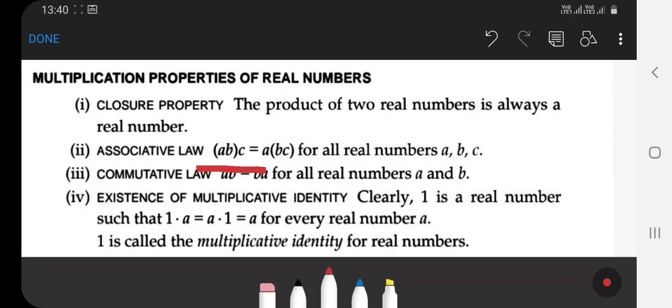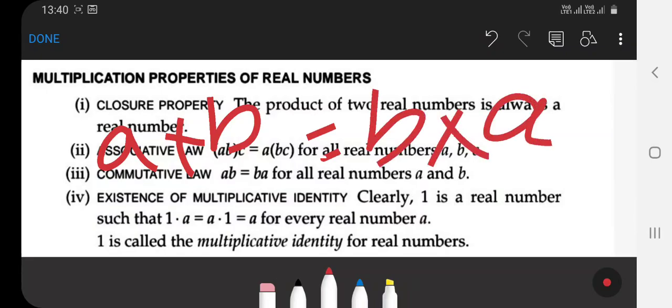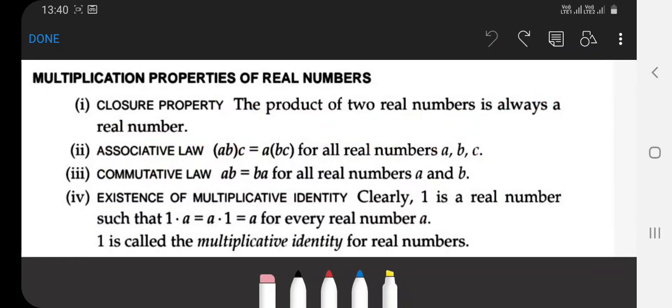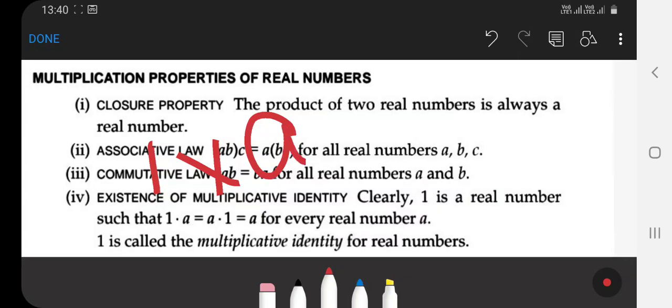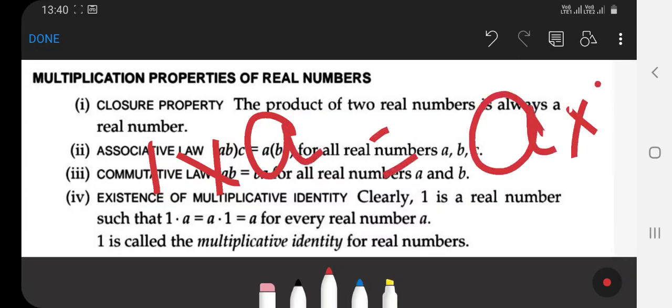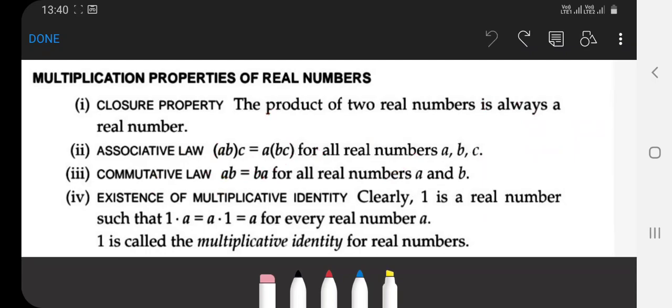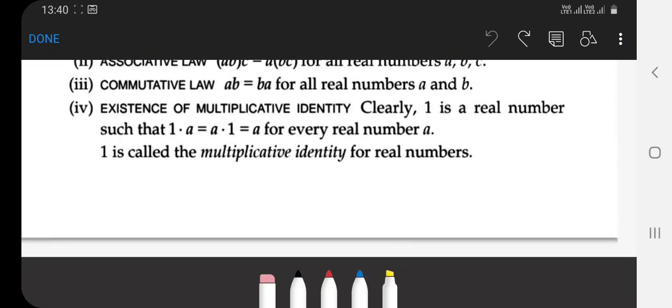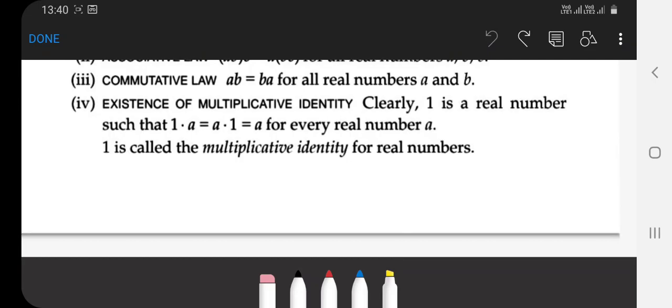Commutative law. a into b is equal to b into a, meaning ab equals ba. Existence of multiplicative identity. If a is a real number, when 1 is multiplied with a, the result is a into 1, which is equal to a, for every real number. So 1 is called the multiplicative identity for the real numbers.